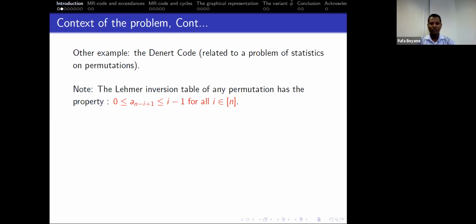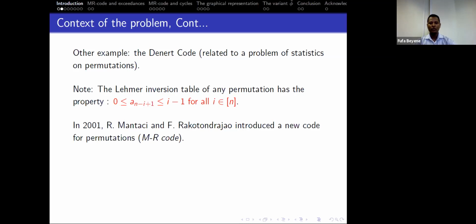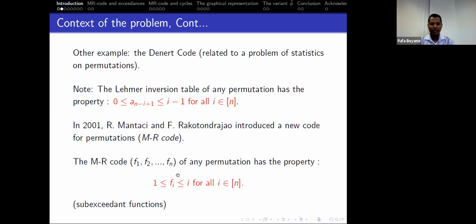We have a similar property for the MR code. This MR code was introduced in 2001 by Professor Roberto Mantaci and Rakotondrajao. You see that it satisfies the following condition: 1 less than or equal to fi less than or equal to i for all i. We refer to those MR codes satisfying this condition as sub-exceedant functions.